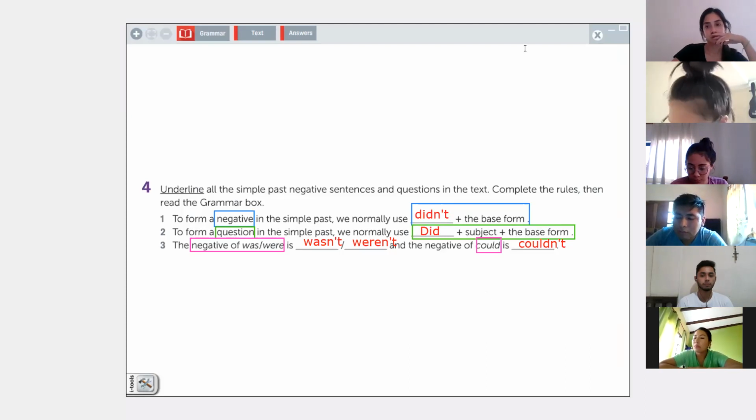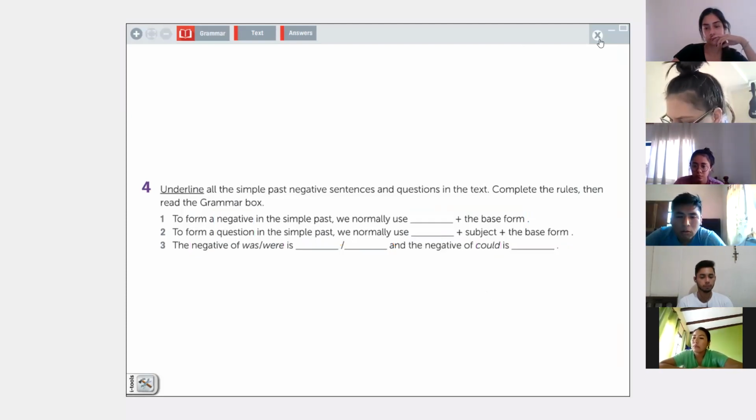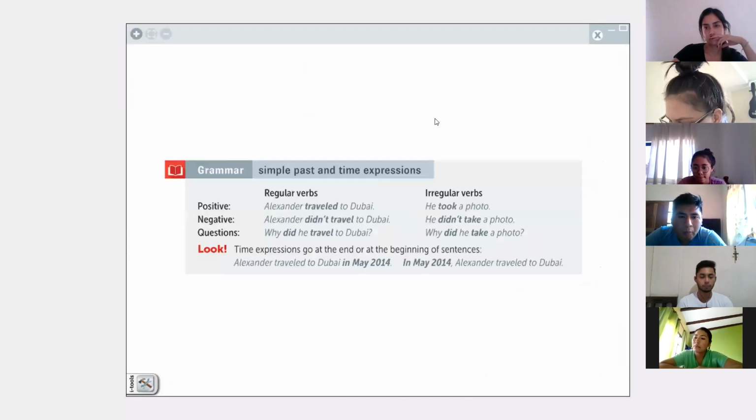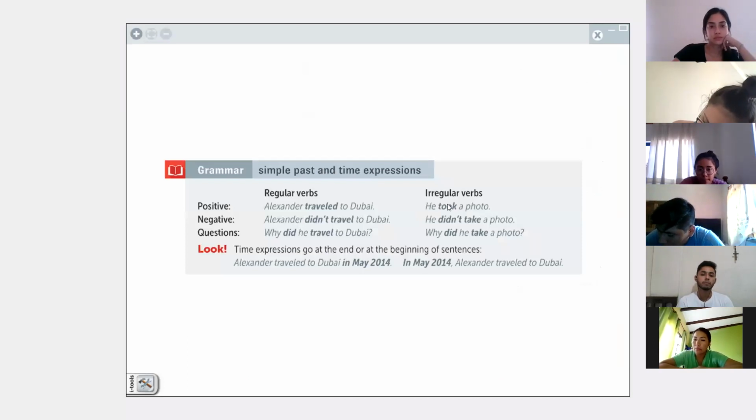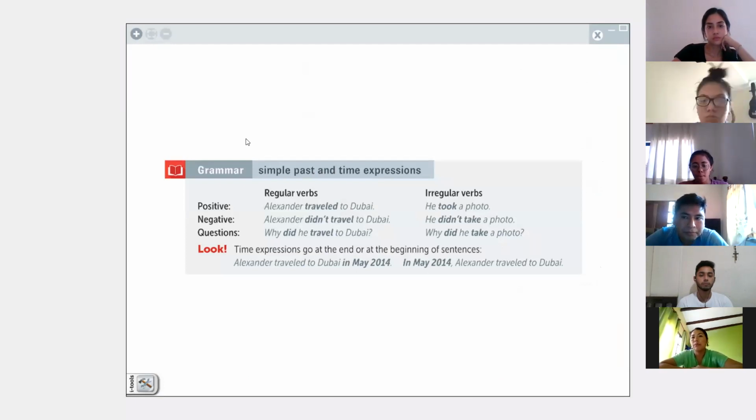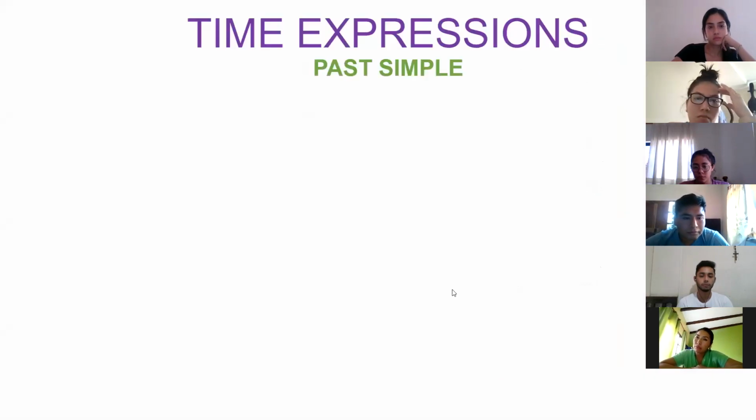Okay, let's read some of the examples we have here in the next chart. It says simple past and time expressions. This is something very important. When we are talking about time expressions in the past, we normally have some very common ones, okay? Let's see some of them. Time expressions in the simple past.